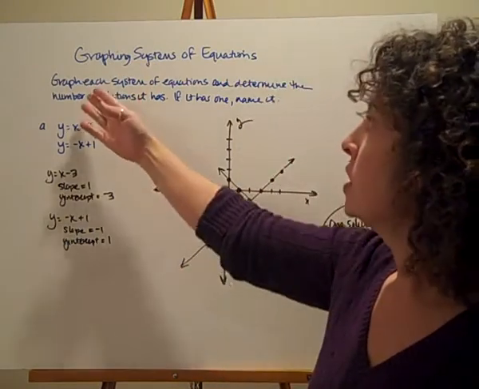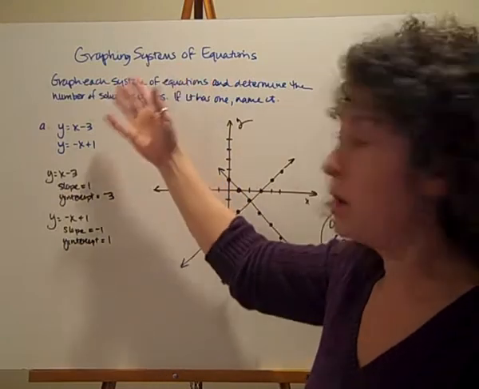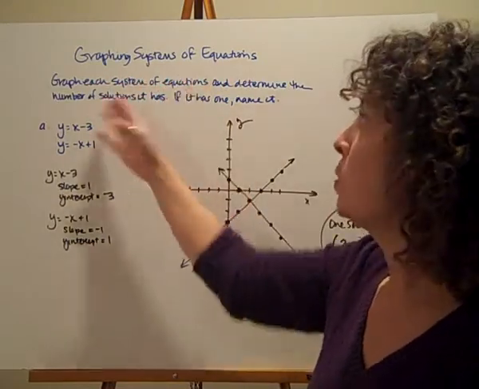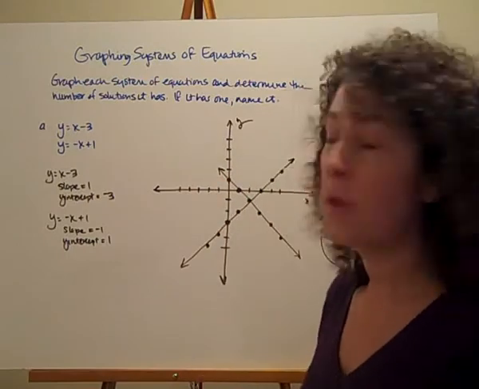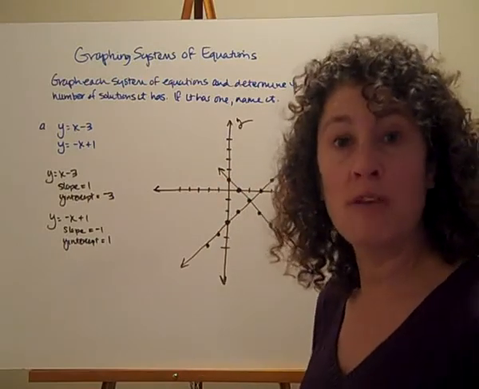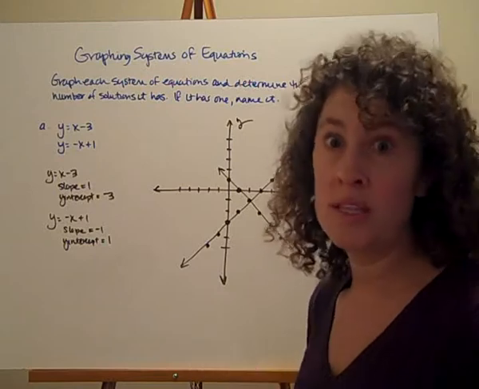So to do this, the directions are graph each system of equations and determine the number of solutions it has. If it has one, we're going to name it. So we know that a system of equations can possibly have one solution when those two lines intersect.